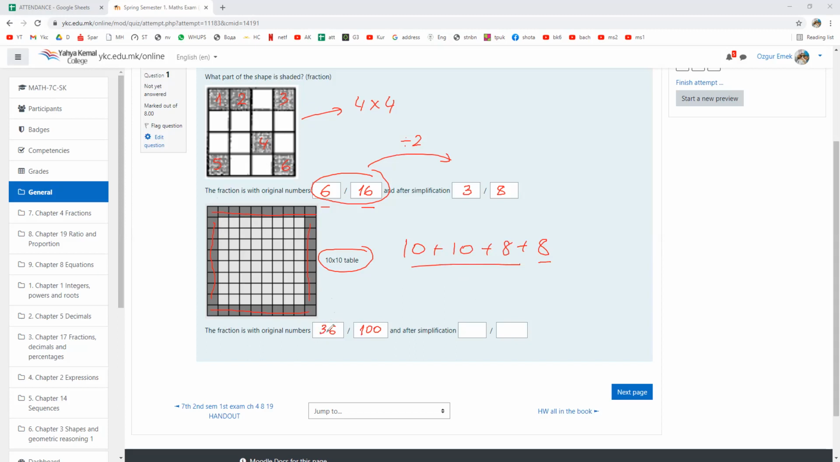Now 36 and 100 are the two numbers. By the way, while writing the fraction, the total number is written at the bottom, and the part is written at the top. So out of 100 squares, 36 of them are highlighted. That's the fraction we need to form first. And after simplifying, both are divisible by 4, we get 9 over 25.